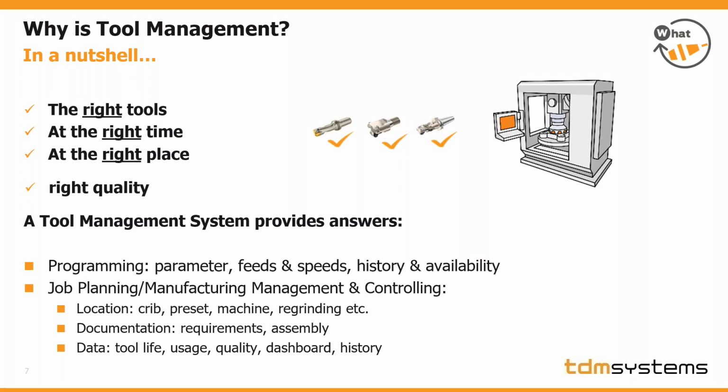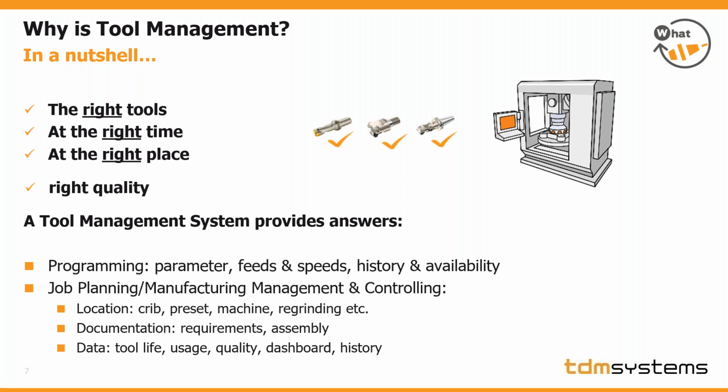So you use a tool management system to have information in the programming department, parameters, speeds, feeds, and so forth. And of course, for job planning and manufacturing, you need to know the location of something. Is it in the crib? Is it in the machine? You want to have documentation, assembly drawings, and you can collect and analyze and use data, tool life, historical data, and so on and so forth.